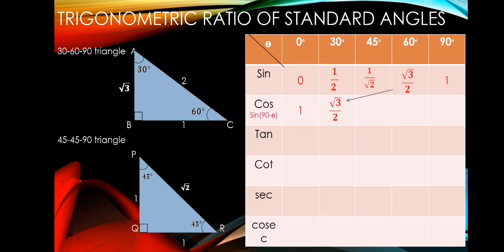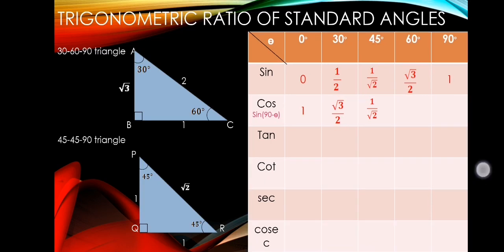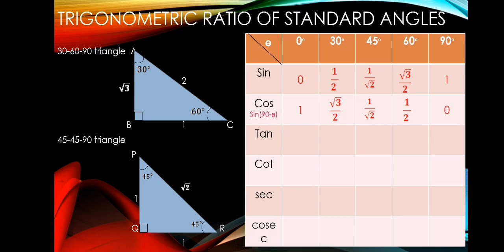Sine 45 and cos 45 will be same, that is 1 upon root 2, because 90 minus 45 is 45 only. Now cos 60. If we put theta is equal to 60 degree, sine 90 minus 60 is sine 30. So it will be 1 upon 2. Cos 90 will be sine 90 minus 90, which is equal to sine 0, and that is equal to 0. So cos 90 is equal to 0.